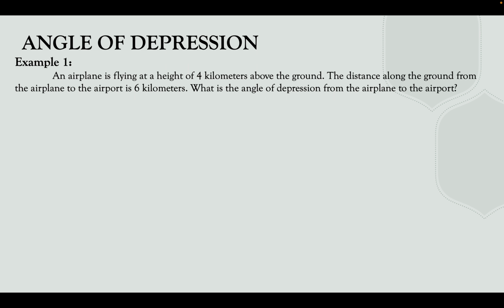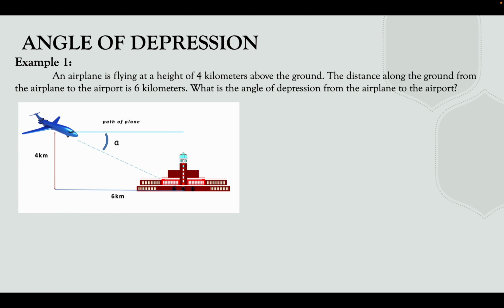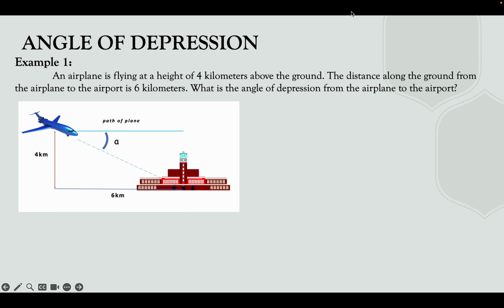An airplane is flying at a height of 4 kilometers above the ground. The distance along the ground from the airplane to the airport is 6 kilometers. What is the angle of depression from the airplane to the airport? Here we have the illustration of the airplane and the airport, with the airplane flying at a height of 4 kilometers above the ground, and the distance along the ground from the airplane to the airport being 6 kilometers. The question is to find the angle of depression.